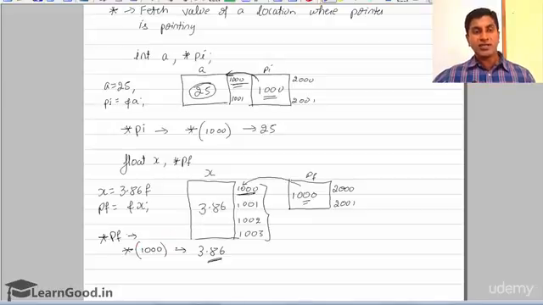So the asterisk gives the data of a location where that pointer is pointing. This pf is pointing to location 1000, where the value is 4 bytes, and 3.86 is fetched. In the same way, when I give asterisk of pi, pi is pointing to 1000 and it fetches the value there. So the asterisk gives the data of a location where the pointer is pointing, whereas the ampersand gives the starting address of a variable.